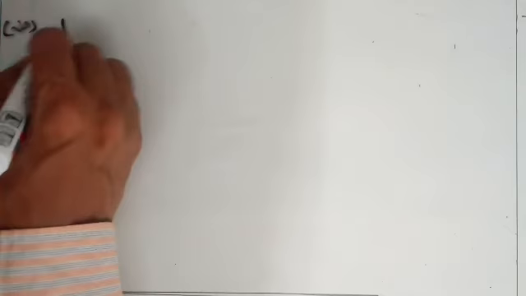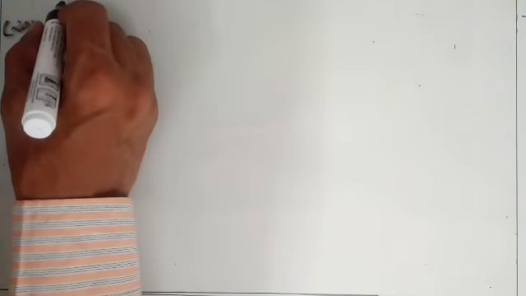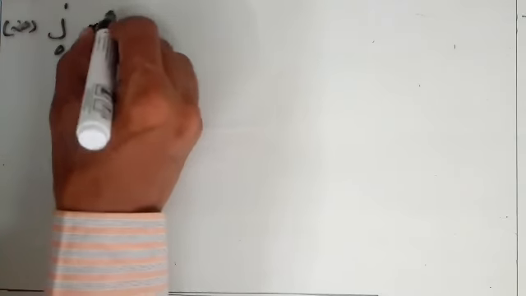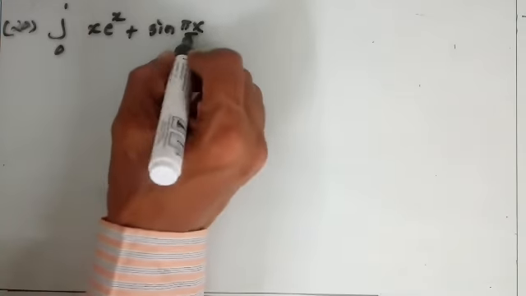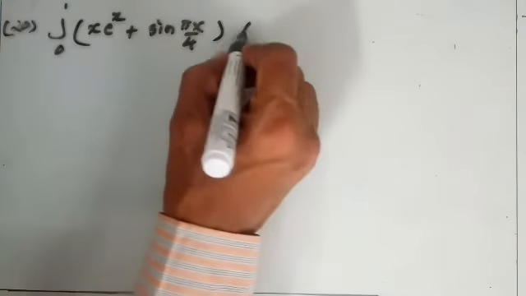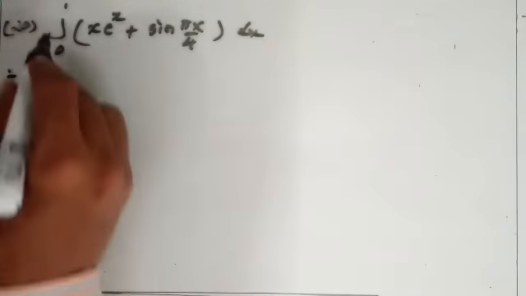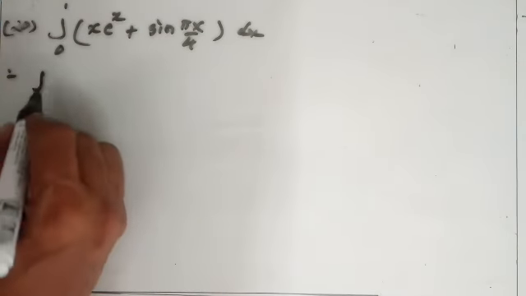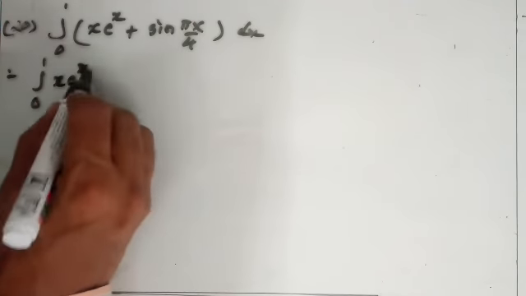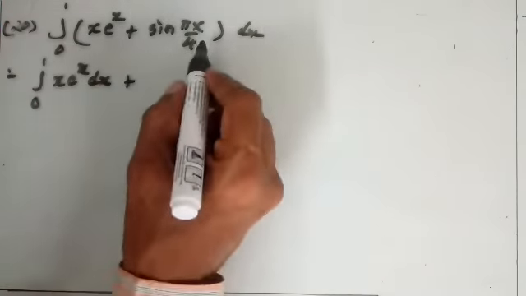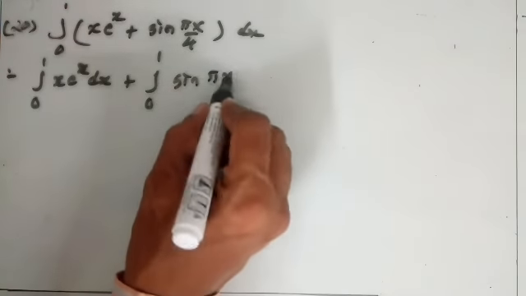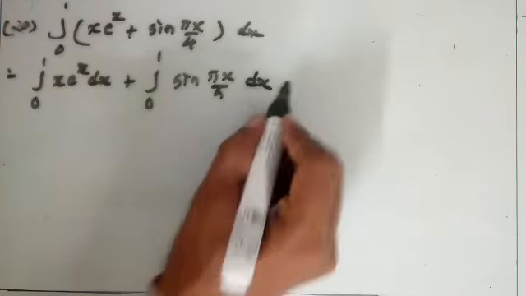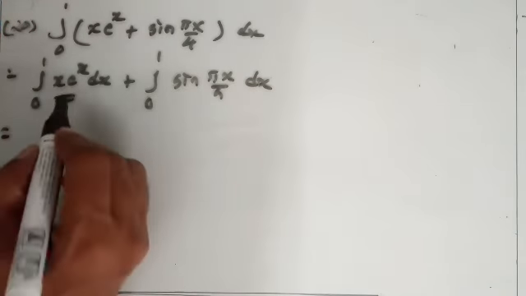Now question number 20. Find the integration 0 to 1 of x e raised to x plus sin pi x upon 4, dx. So is equal to, now apply integration to both. Integration 0 to 1 x e raised to x dx plus integration 0 to 1 sin pi x upon 4 dx. Now here we apply integration by parts.